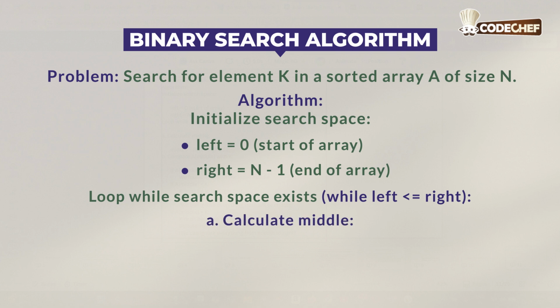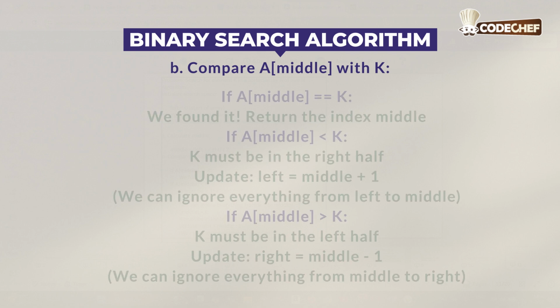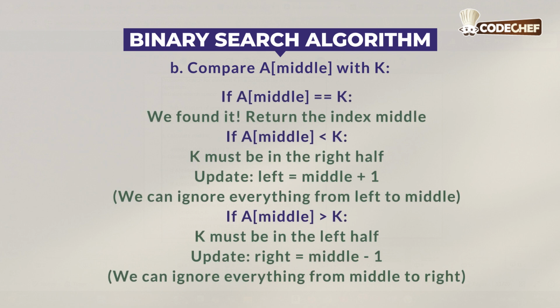Then we calculate the middle. Middle is equal to (left + right) / 2. Okay, we compare A[middle], the middle element of A, with K. If the middle element is equal to K, we found it. We return the index middle. And if the middle element is smaller than K, then K must be in the right half.